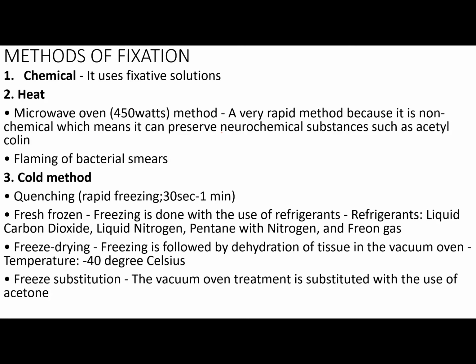Now, when you would use a microwave oven method, class, this is a very rapid method because it is a non-chemical method, which means it can preserve neurochemical substances such as your acetylcholine, choline, then flaming of bacterial smears. Then we have your cold method. In cold method, class, there's what we call quenching. Quenching, class, is rapid freezing. So you would expose the tissue in a very cold temperature, usually for a duration of 30 seconds to 1 minute.